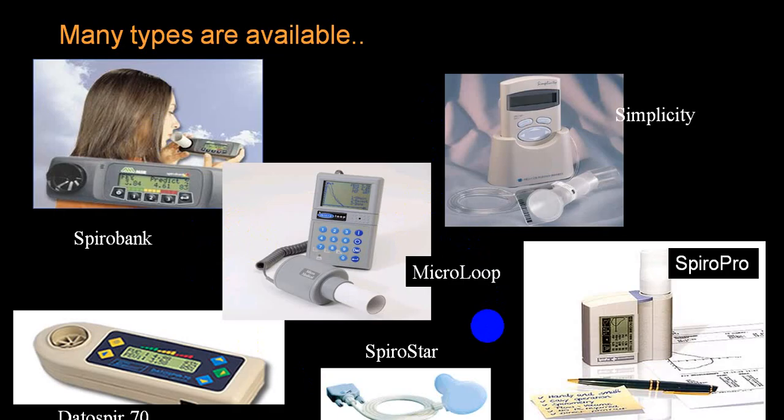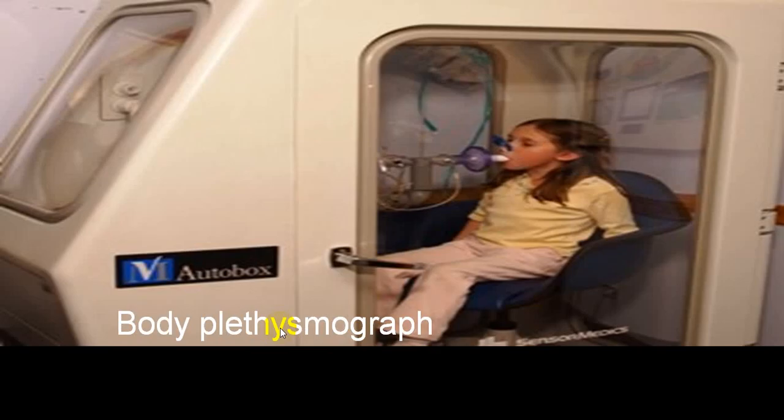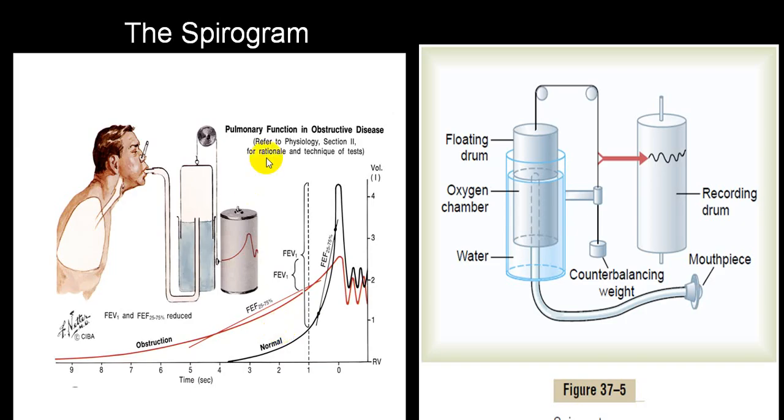These are all portable. This is a lung function test lab where you can perform the spirometry test and even plethysmography. This is for plethysmography for studying lung volumes. This is very commonly done in a physiology lab, we call it spirogram. That is, you can do the chart curve for different volumes: expiratory volume, inspiratory volume, reserve capacity, etc.